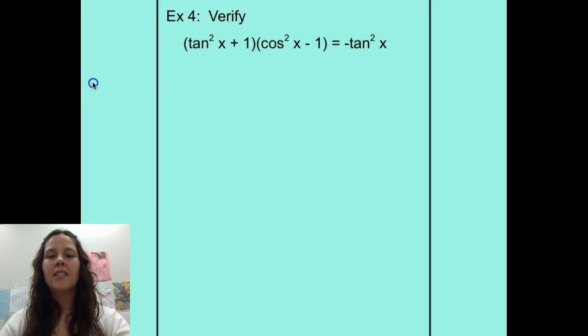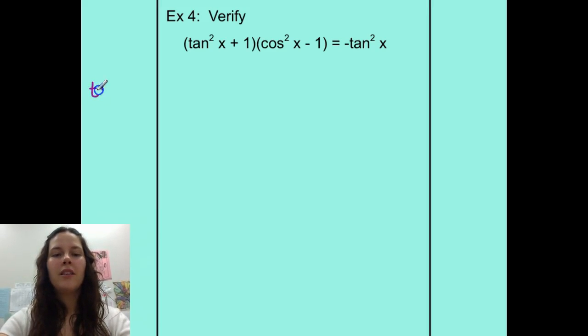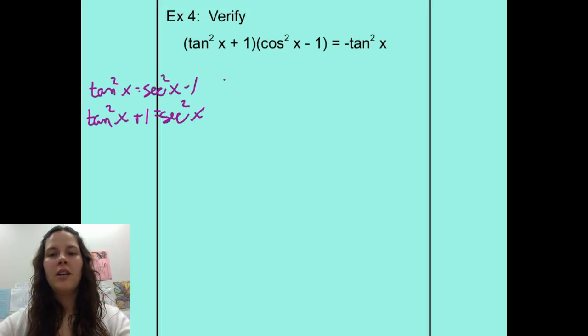We have one final example, both of these with Pythagorean identities. So that first one, tangent squared plus 1, came from the Pythagorean identity tangent squared equals secant squared minus 1. So if we solve this one by adding 1 to both sides, we have tangent squared plus 1 equals secant squared. So we'll replace that first expression with secant squared.